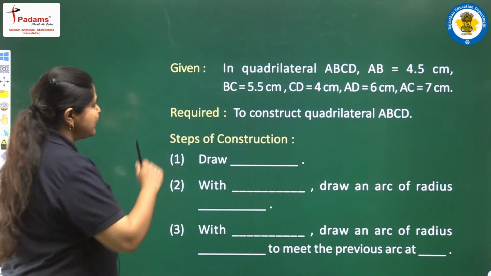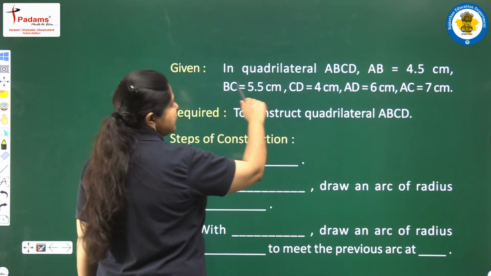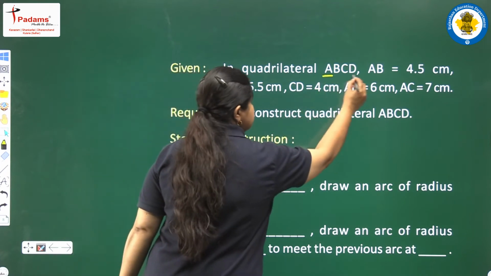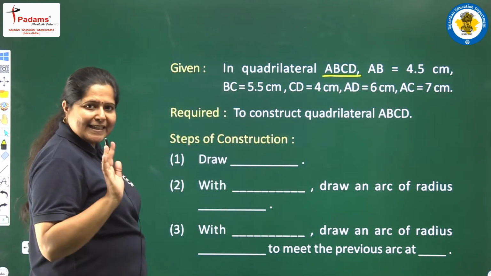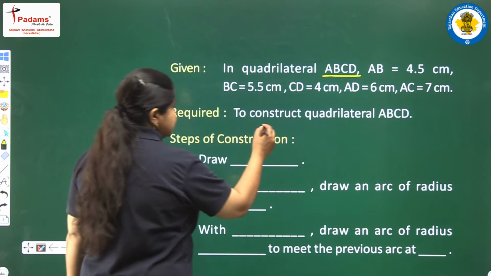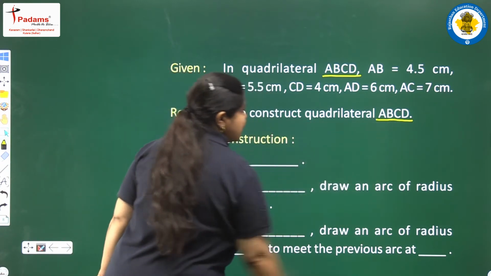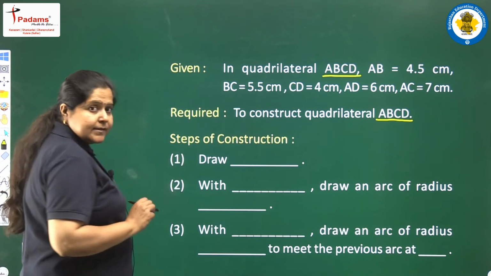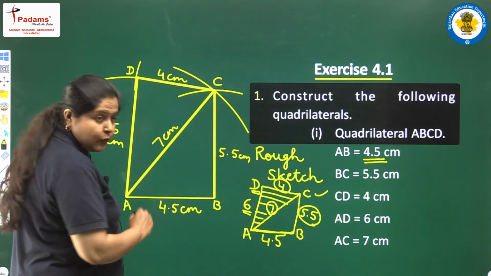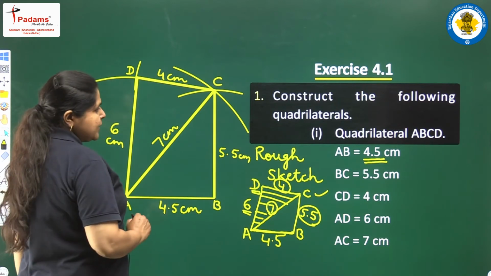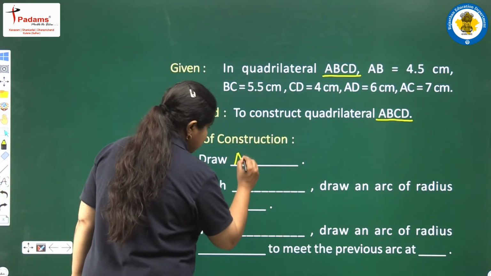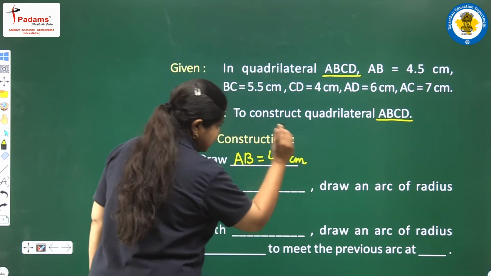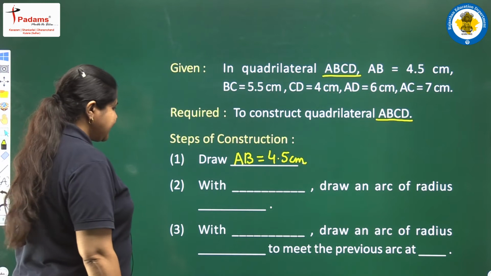Let us have a look at it. First of all, we will write whatever has been given in the question. In quadrilateral ABCD, we have written all the measurements that have been given. Then it is required to construct quadrilateral ABCD, and then we will start the construction steps. First, we draw AB 4.5 centimeters long. So, we write here, draw AB equal to 4.5 centimeters.